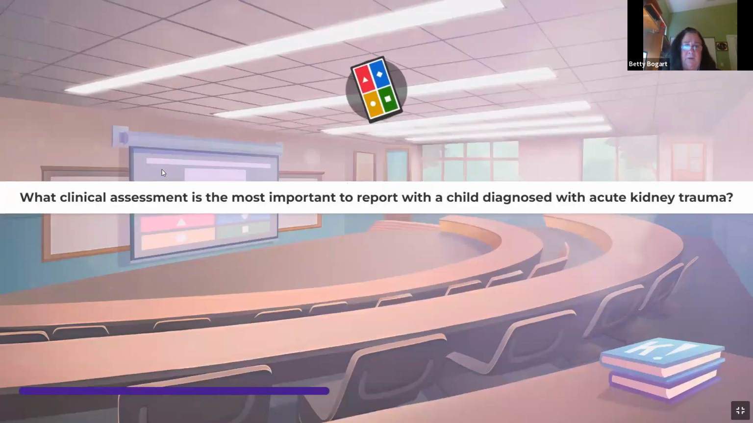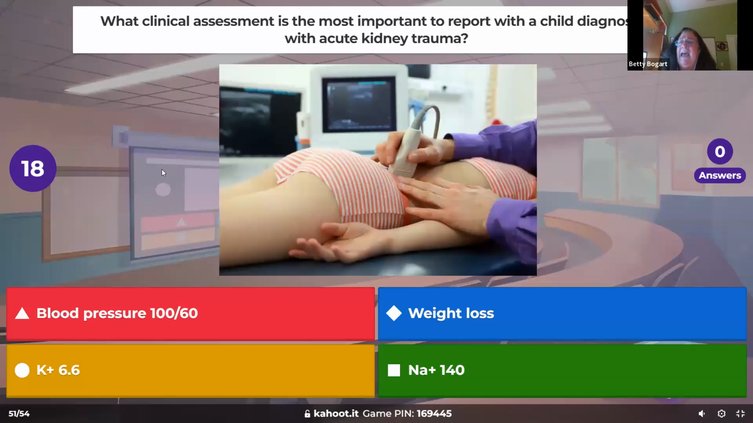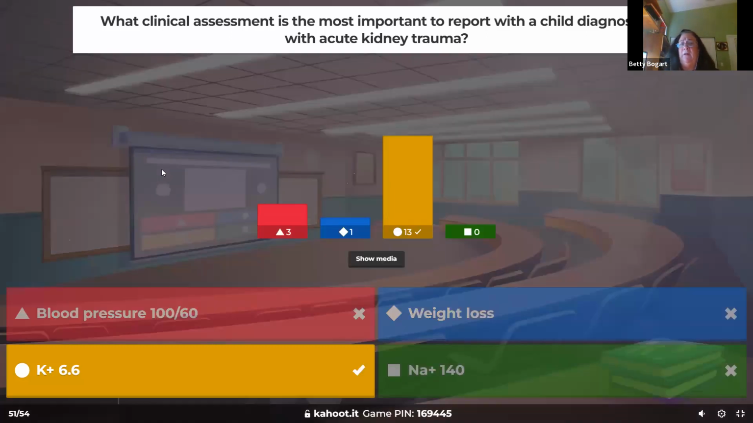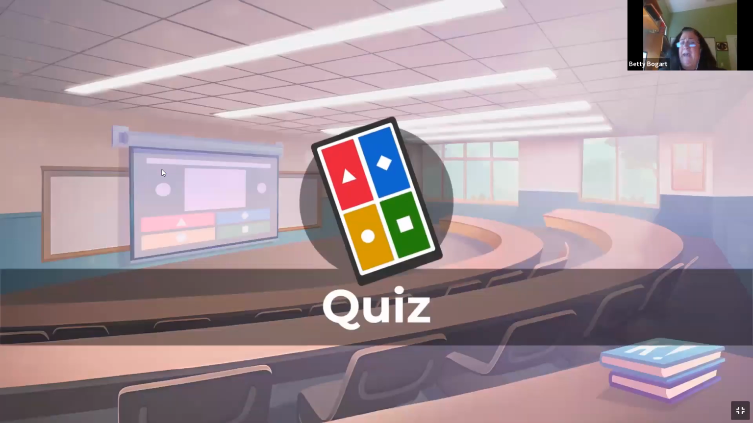What clinical assessment is most important to report with a child diagnosed with an acute kidney trauma? I had a kid who was playing hide and seek or something, and he was running in the backyard, running half backwards, and his back ran into a hitch from a trailer, and his whole back was bruised. I mean, huge, right over the kidney area. And what was I most concerned about? I wanted to know what his potassium level was, and it was actually 7.5, I believe. He had a fractured kidney from running into a trailer hitch. So that would be the one thing that we would look at. Very good. Kidney, potassium, yes.